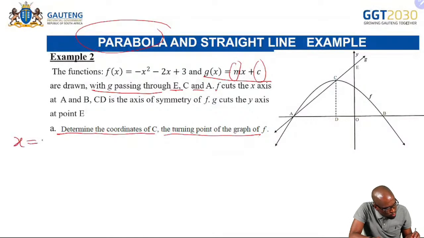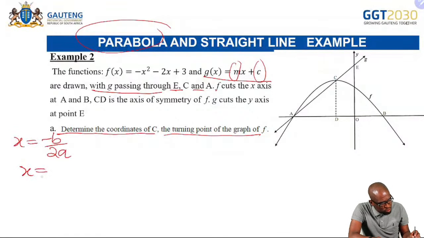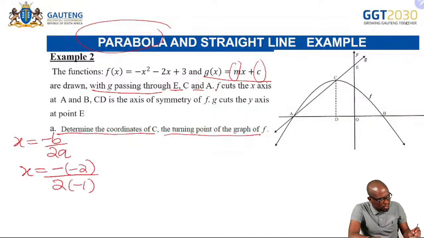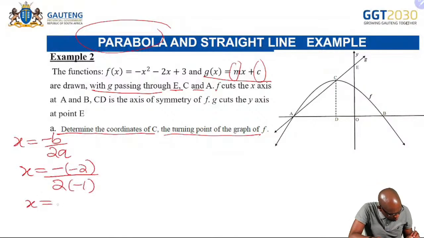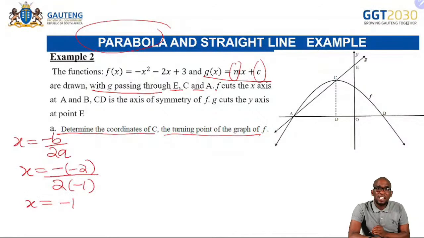The most common one would be minus b over 2a. So x would be equal to negative negative 2 over 2 times negative 1. So this x would be given by -1. That would be the axis of symmetry, or rather the x value of the turning point.